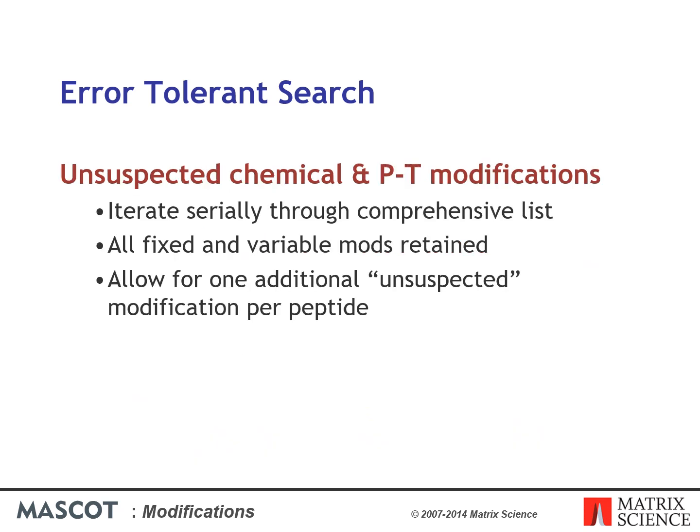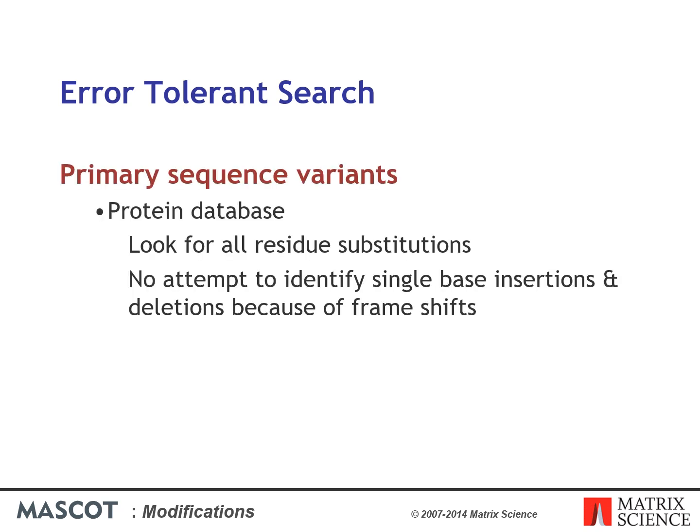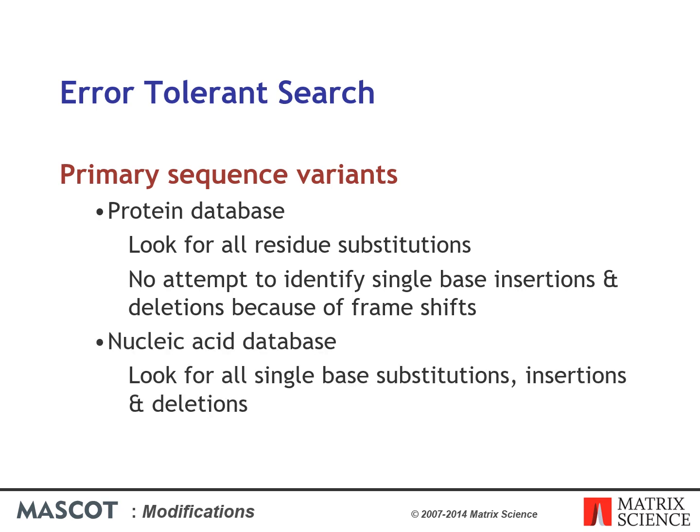For modifications, an error-tolerant search looks for one unsuspected modification per peptide in addition to those mods specified as fixed or variable. This is sufficient because it would be rare to get two unsuspected mods on a single peptide. The error-tolerant search looks for sequence variants such as a single nucleotide polymorphism, SNP, or sequence errors. For a protein database, we can't look for the consequences of inserted or deleted bases because these give rise to frame shifts and the entire sequence changes from that point on.